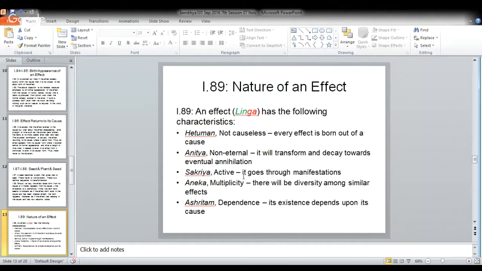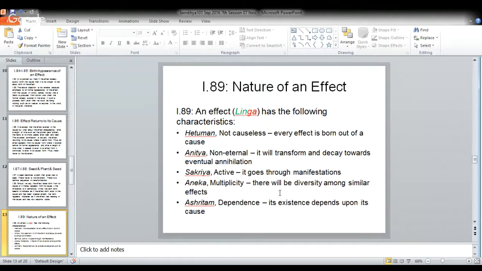Sakriya, which is active, because there is something always happening. A chair is standing there, but a scientist knows that the molecules and atoms within it are moving around. They are just in active mode, and at a very atomic level, even electrons are moving and all that. So they are not absolutely at rest. So that is Sakriya, active. And it goes through manifestations, changes.